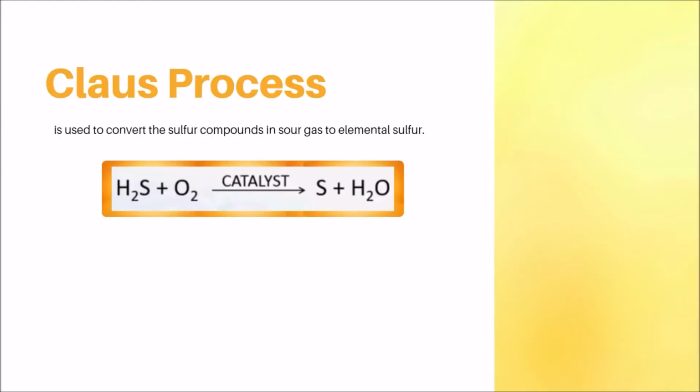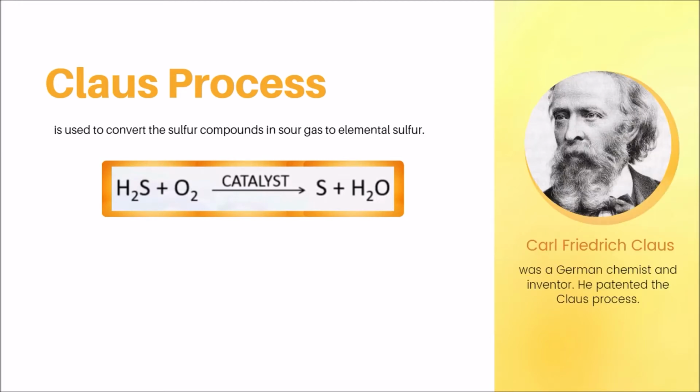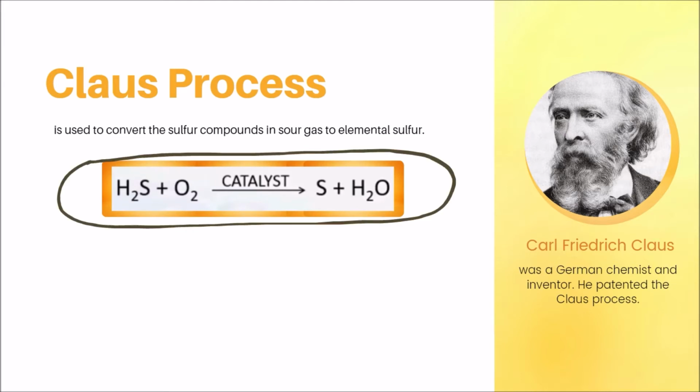A method called the Claus process is used to convert sulfur compounds in sour gas to elemental sulfur. Most sulfur plants are based on the Claus process developed by Carl Friedrich Claus in 1883. He discovered that hydrogen sulfide reacted with air over a catalyst directly to form sulfur and water. The Claus process is a highly exothermic reaction with low efficiencies.